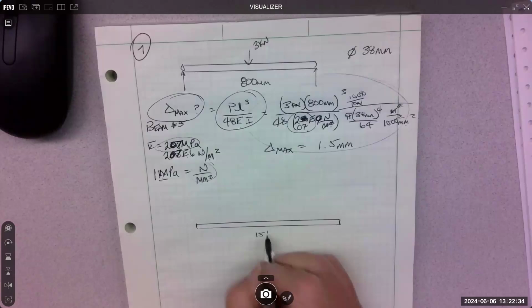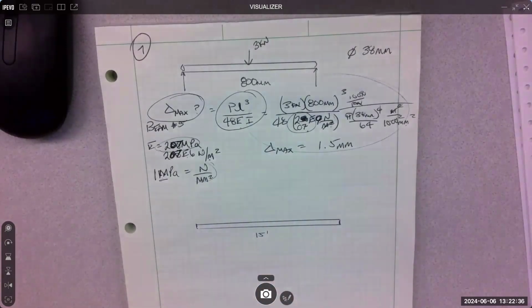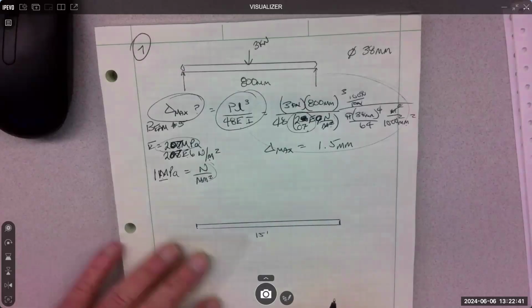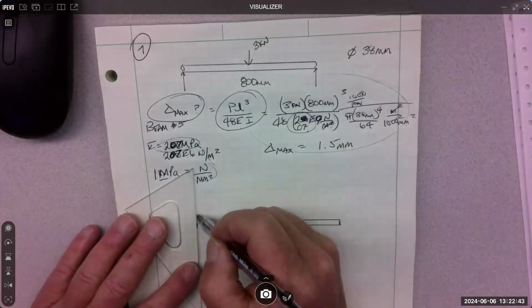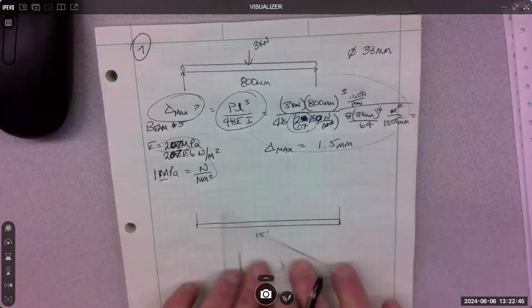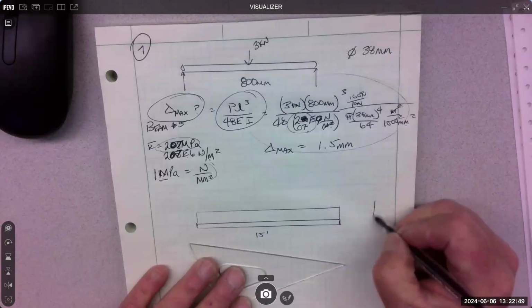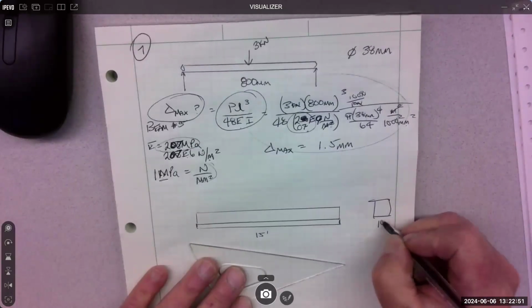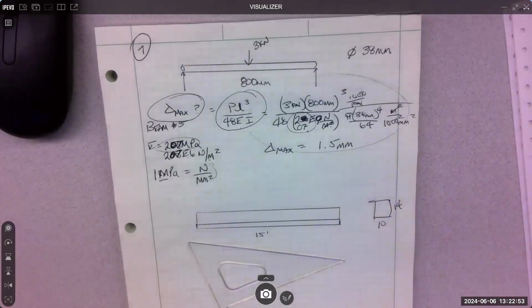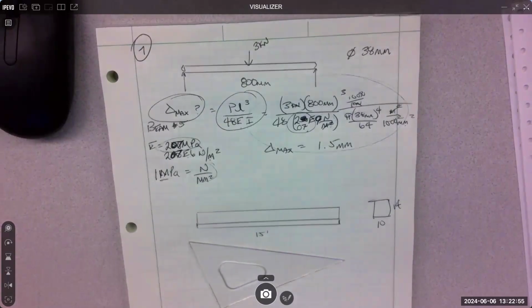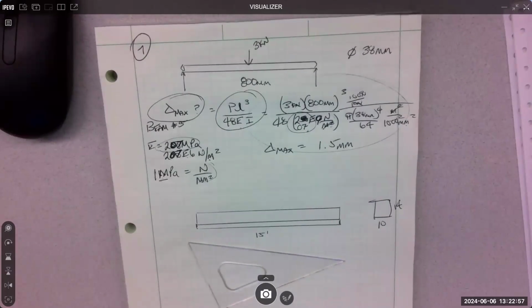Okay. 15 feet. 1,000 pounds per foot, uniform distribution. It's a 10 by 14, right? We're gonna assume the 14 is straight up and down, and it's surface 4 sides.